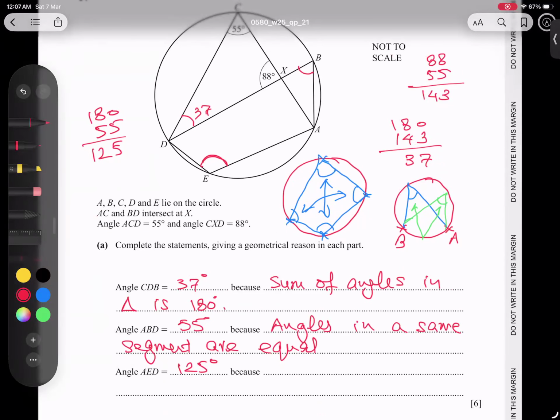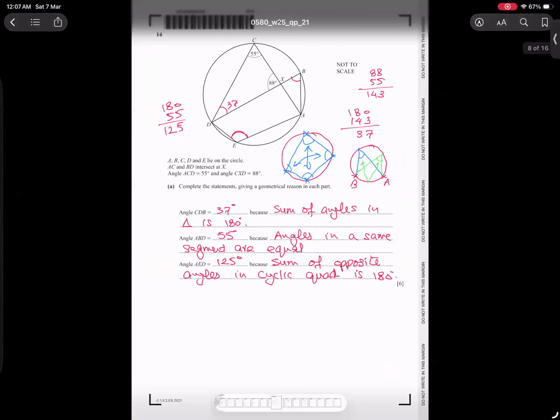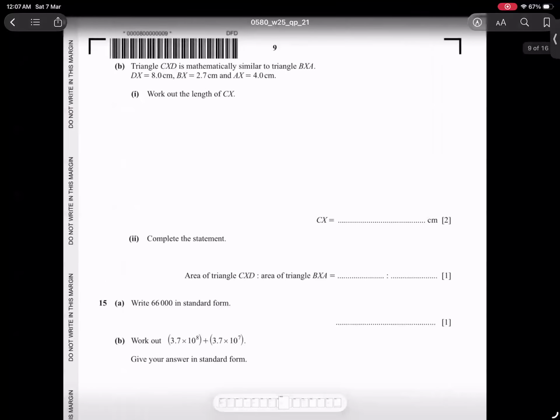And what's the reason? The sum of the opposite angles in a cyclic quadrilateral is 180. I hope the point is very clear, and question number 14 is done.